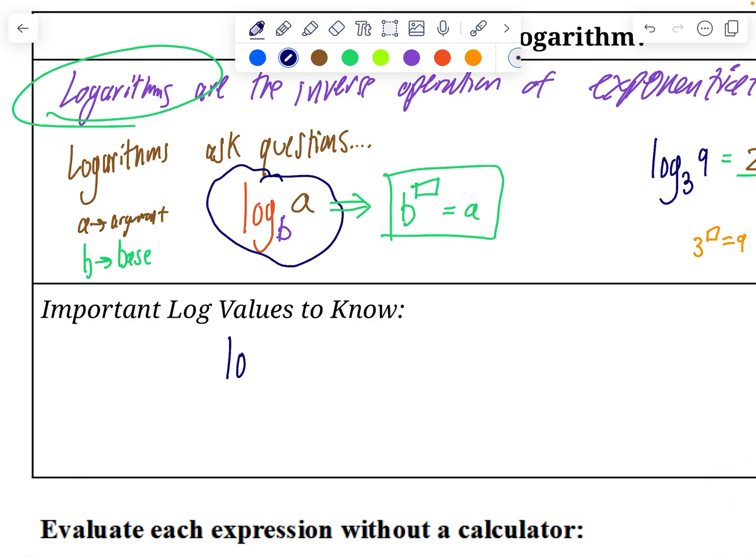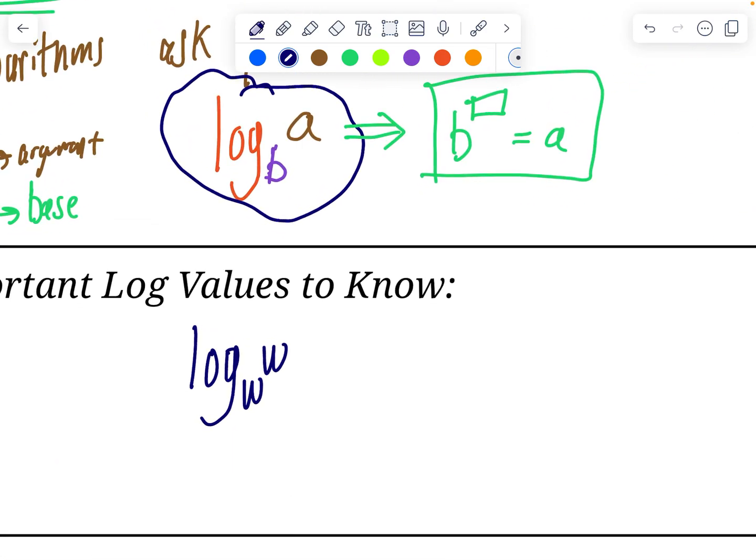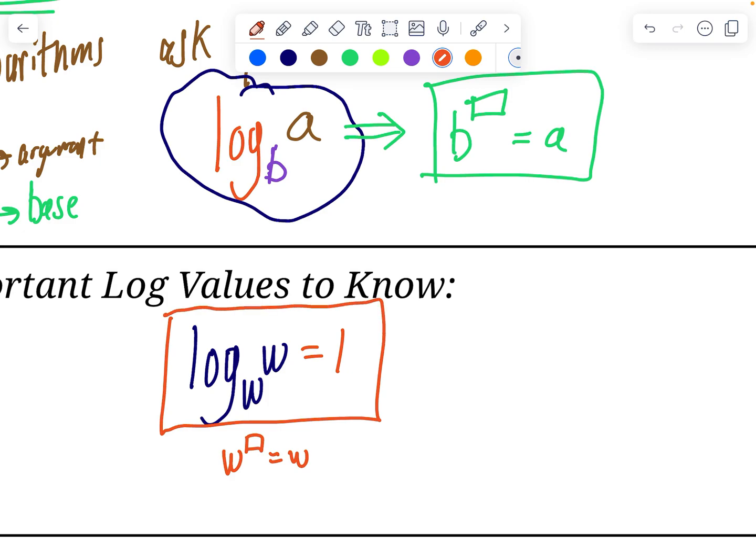One of them is this. Log base w of w. Well, wait a second. If you have a log and the base and the argument are the same number, think about that for a second. Basically, this is asking the question, w to what power is w? Well, to the first power. So if your base and your argument are ever the same for your log, it's going to equal 1.